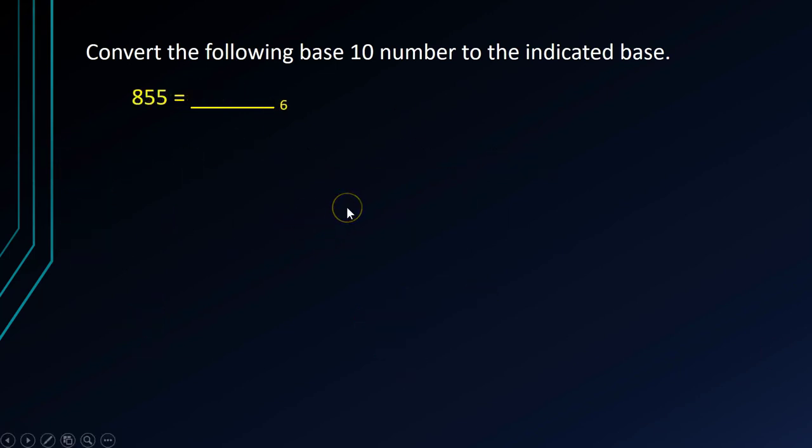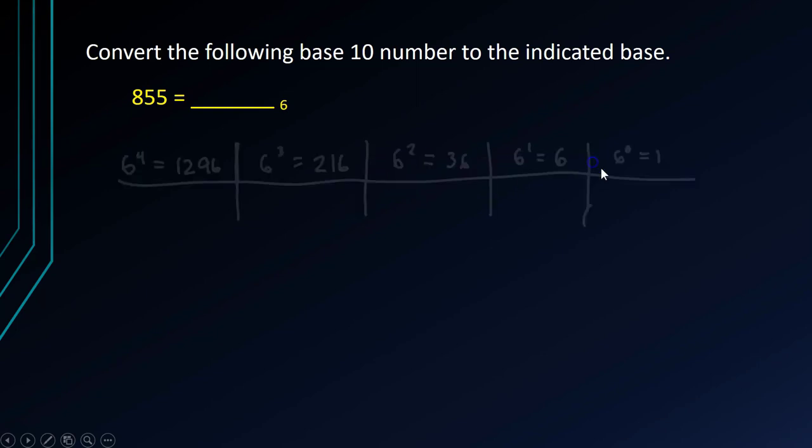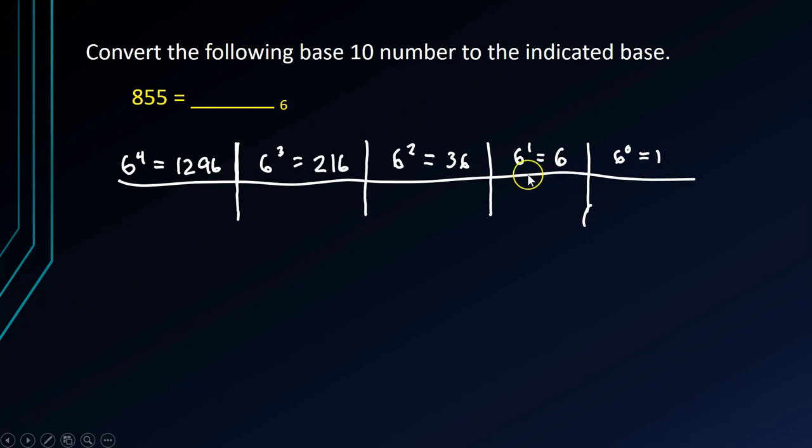Let's try 855 base 6. So again, I'm going to consider powers of 6. I have 6 to the 0 power, which is 1, 6 to the 1 equals 6, 6 squared is 36, 6 cubed is 216, 6 to the 4th is 1296. That's too big, so I'm not going to include any of those.